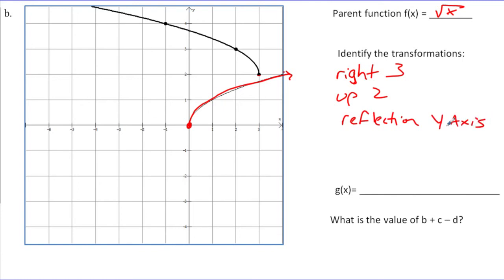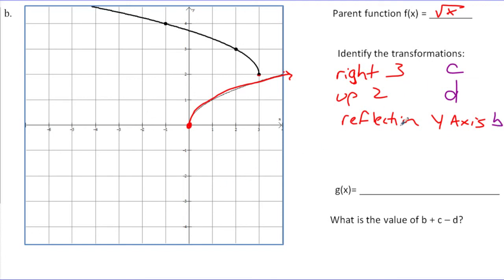Now we've got to figure out which A, B, C, D values. Remember, our functions have A, B, C, D in them. They all do these transformations. So a move left and right, that is a C transformation. A move up and down, that is a D transformation. And a reflection over the y-axis is a B transformation just by making it negative. Okay, so let's figure out how this is going to work.